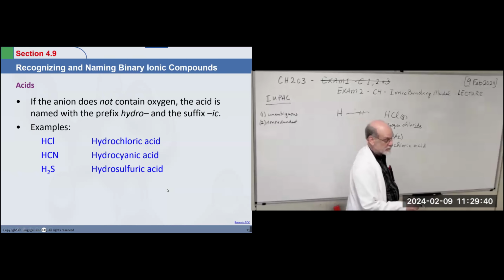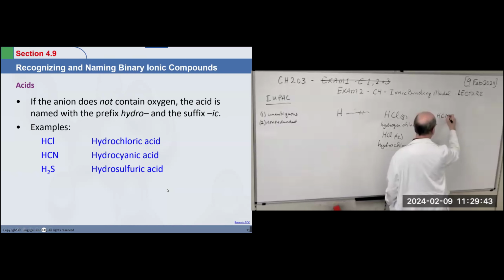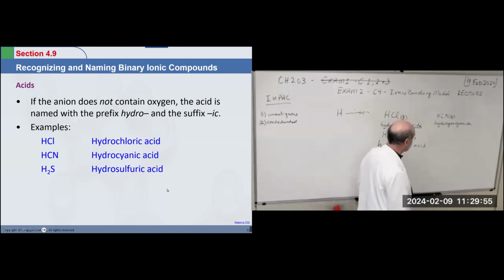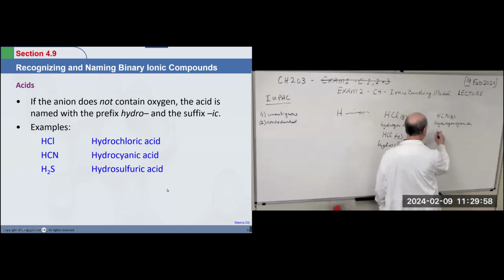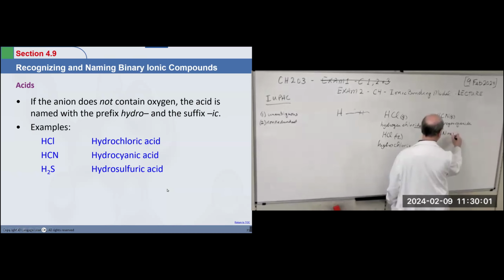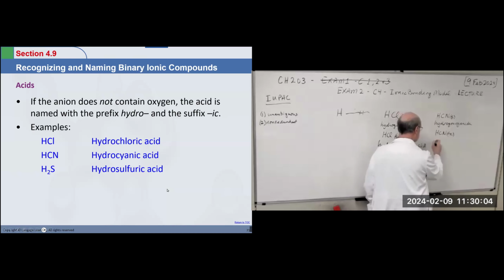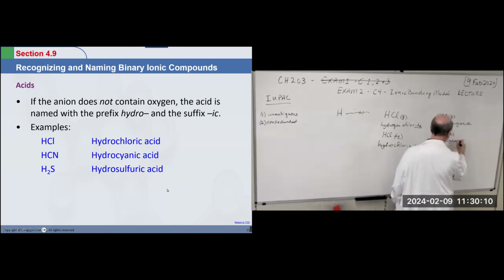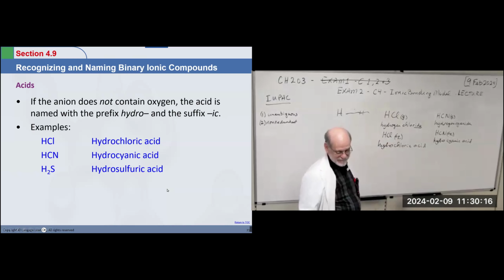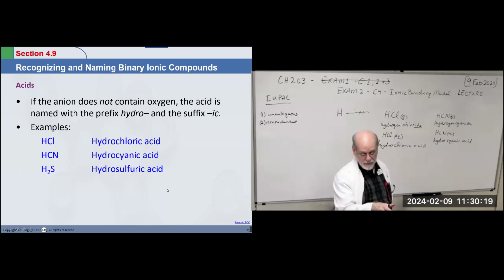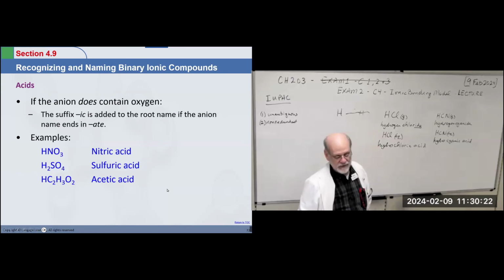Polyatomics can fit in here also. If we had this one, we would call that hydrogen cyanide. Okay? But if we put it in water, now there's no oxygen, so we say hydrocyanic acid. Okay? And then the other example they give you there is H2S, hydrosulfuric acid.